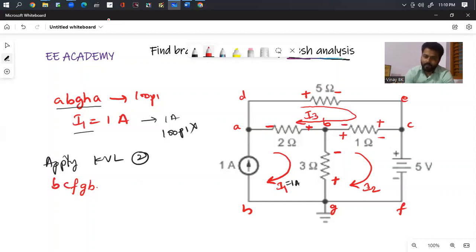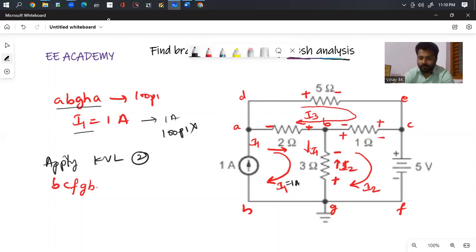Clear? So here I1 is flowing. Here also downward I1 is flowing. Just for your reference, I am writing. So I2 is flowing in the upward direction at the 3 ohm resistor, I2. Okay. So now we write the equations just by applying KVL.